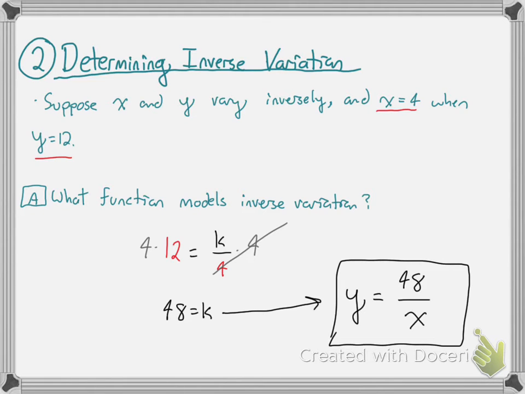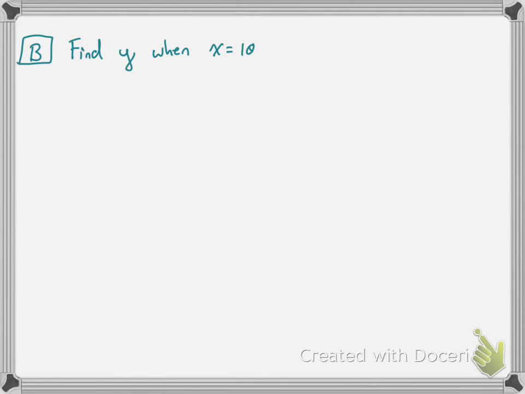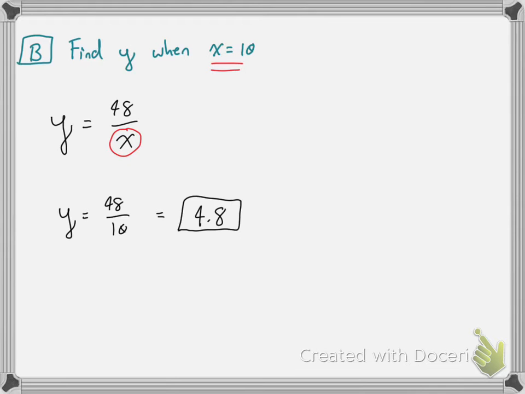So my equation here for inverse variation, or the function that would model it, would be y equals 48 over x. Now let's use that equation to find y when x equals 10. So I use that equation, y equals 48 over x. I just plug in 10. My answer would be 4.8.